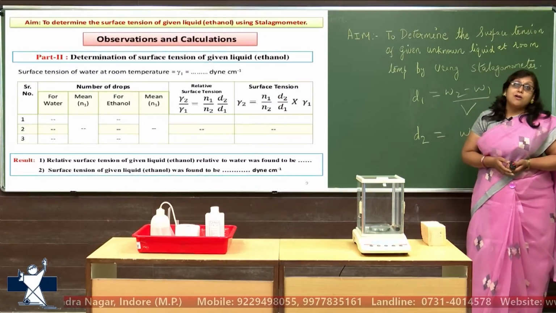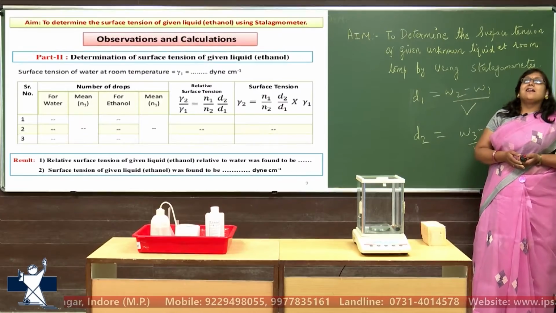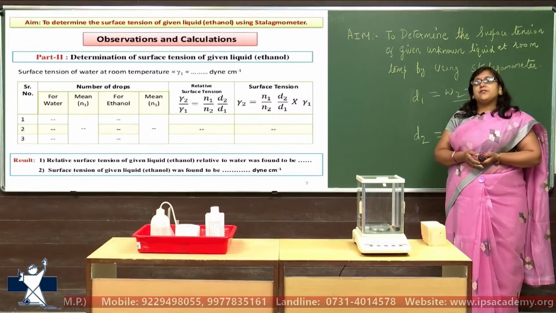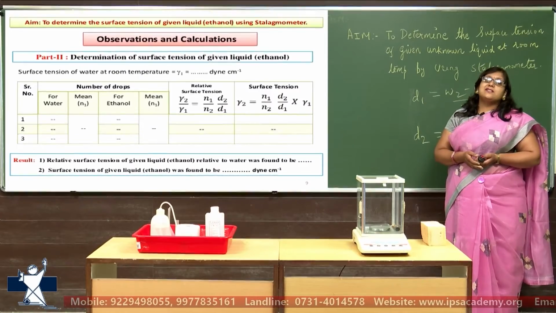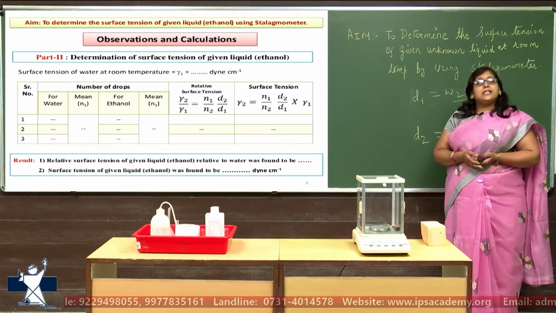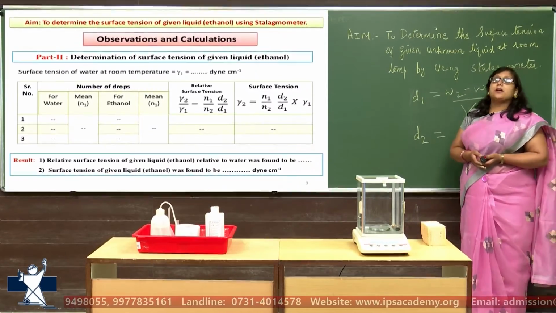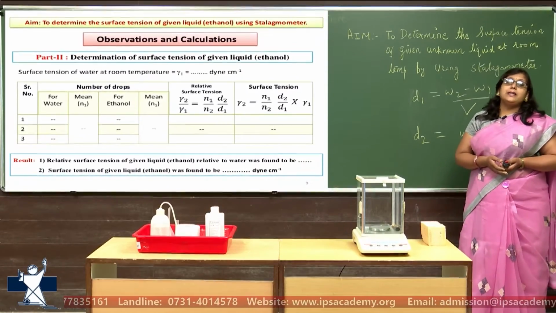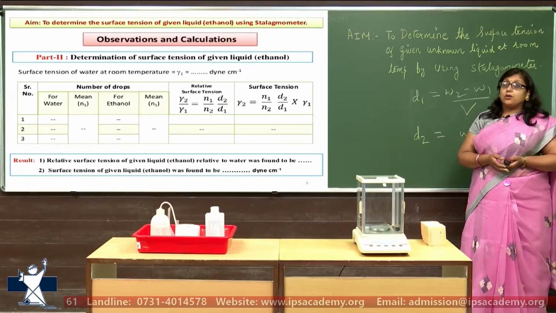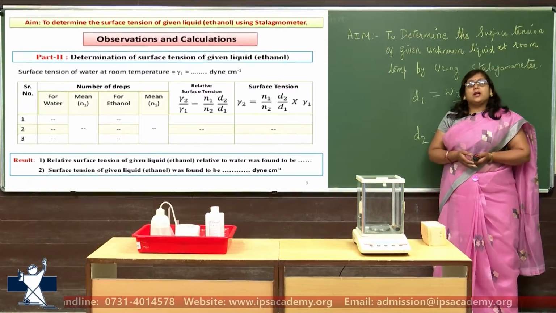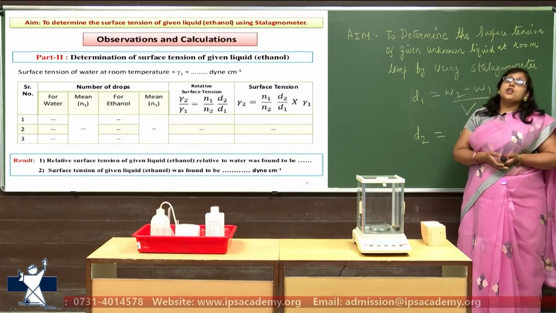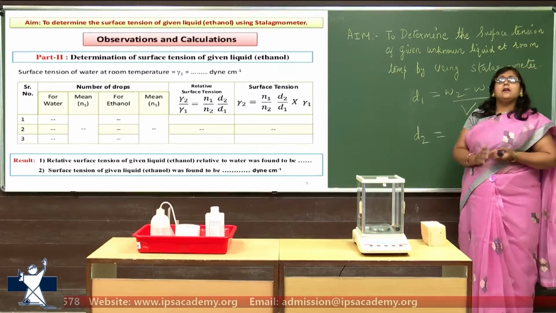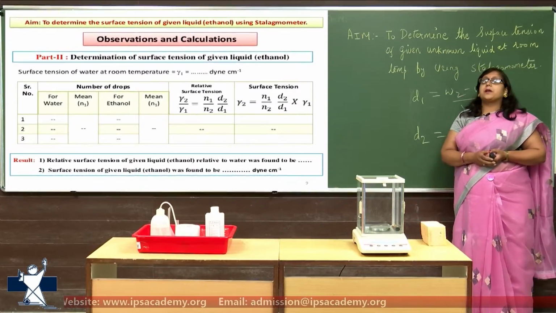Then we are going to put all the values in the formula, that is gamma 2 upon gamma 1 is equal to n1 d2 upon n2 d1, where gamma 1 and gamma 2 are the surface tensions of water and ethanol respectively, n1 and n2 are the number of drops of water and ethanol, and d1 and d2 are the densities of the water and ethanol. Here, as we are taking water as a standard, the surface tension and the number of drops of water are fixed, and surface tension varies with room temperature.